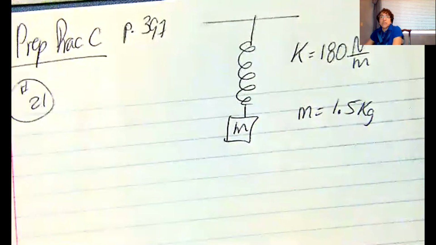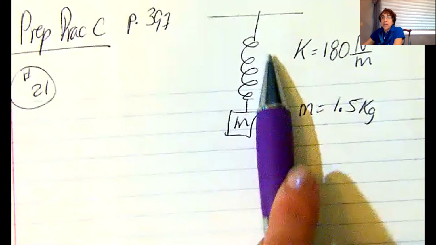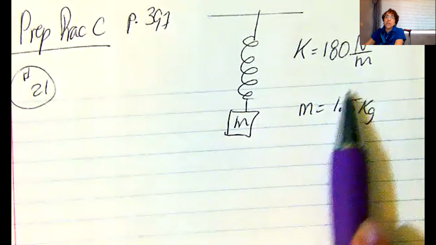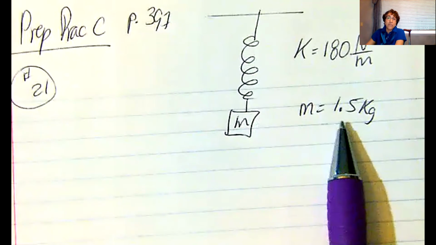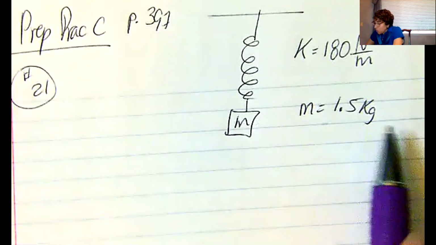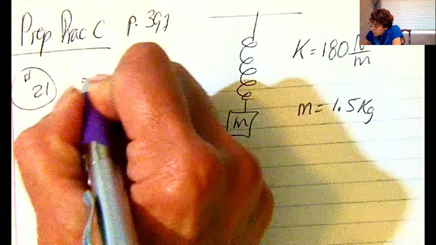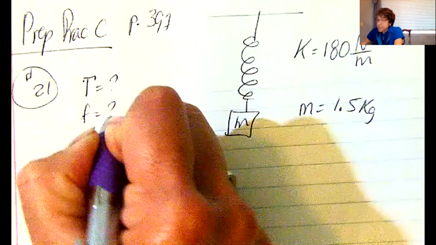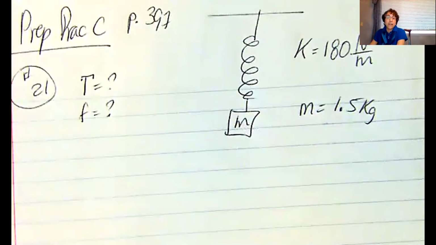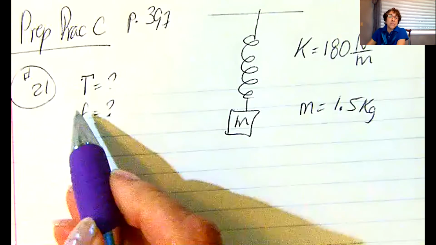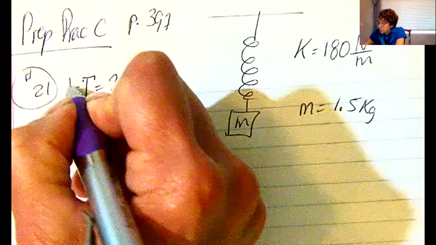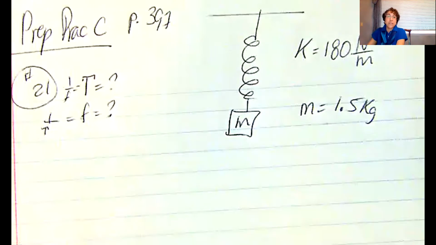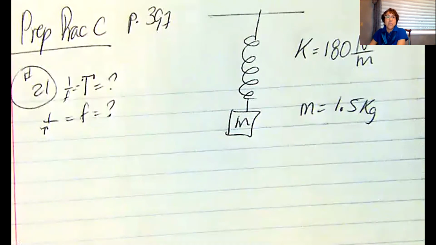So here's my little picture. I have a spring. The spring constant is 100 newtons per meter, and the mass is 1.5 kilograms. And so the question they're asking is, what's the period? And what's the frequency? Now, hopefully you learned by now that they're just reciprocals of each other. The period is equal to 1 over the frequency, and the frequency is equal to 1 over the period. Once you have one, you know what the other one is.